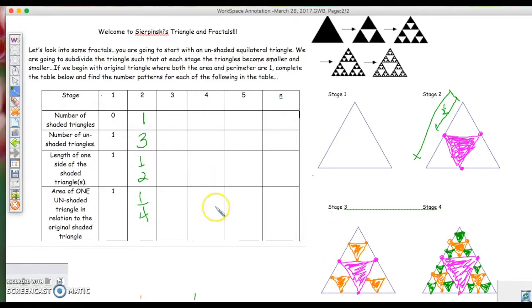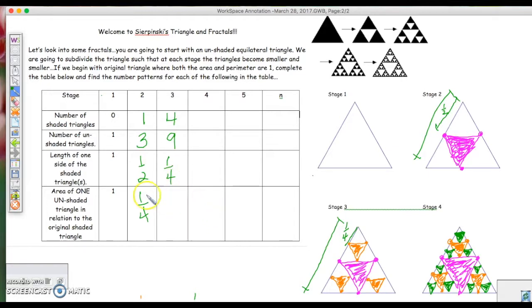Okay. Now, as we get along here, the stages 3 and 4, it's going to start to get a little interesting, but it's totally worth it. So in stage 3, the number of shaded triangles, there are 4 of those. Okay. And the number of unshaded triangles is, I'm looking, there are 9 of them. Okay. And the length of one side now, well, it's been broken down into fourths. So 1 has been broken down into fourths. Right? So therefore, each one of these segments represents 1/4. Okay, so there's 1/4 right there.